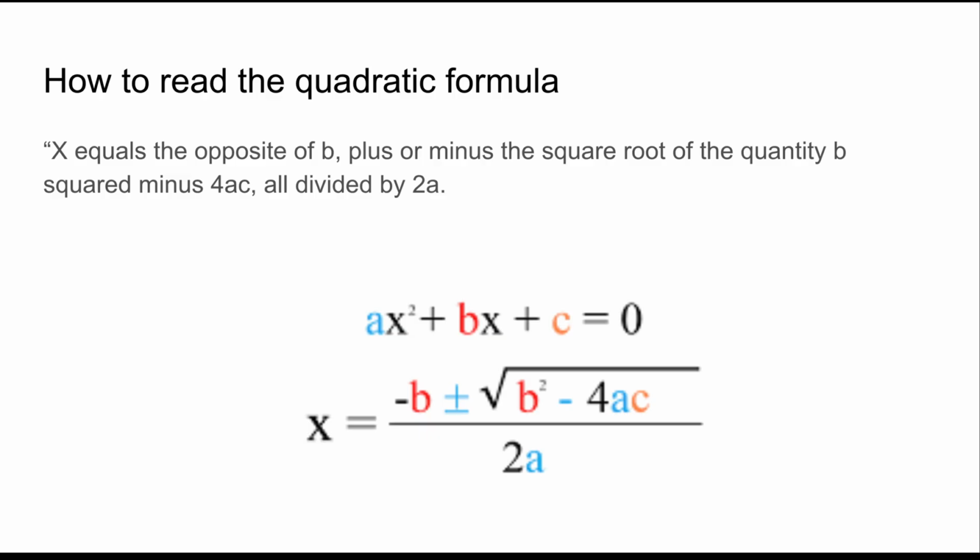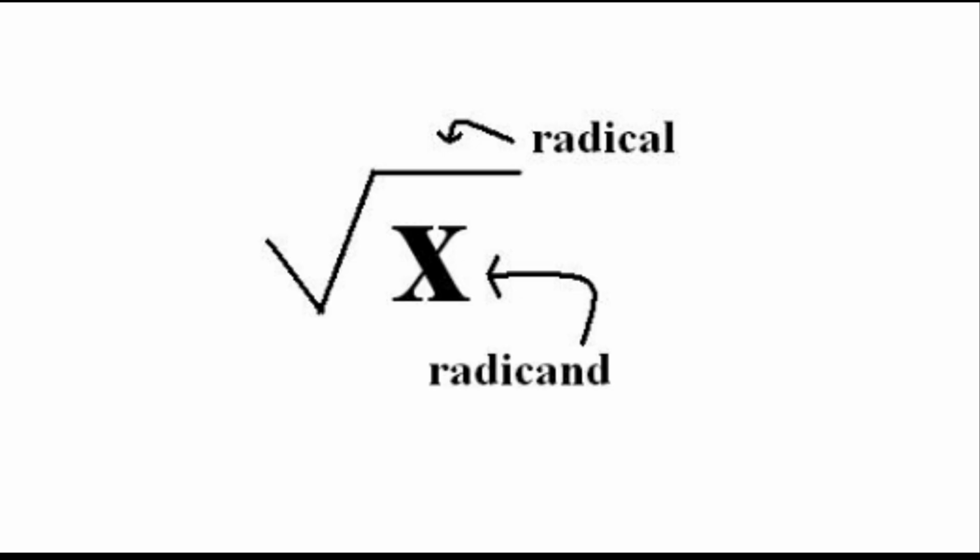So this is just a little brief introduction, and we are going to start digging into the quadratic formula. Old things that we already know, but we're going to remind ourselves of: the square root symbol is called a radical, and the number underneath the square root, or the radical, is a radicand.